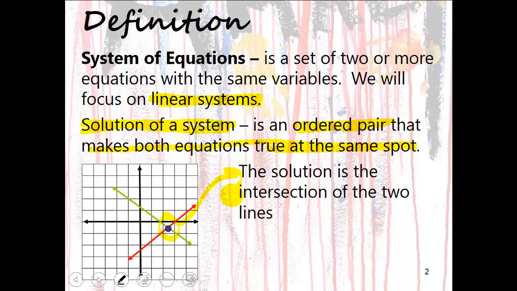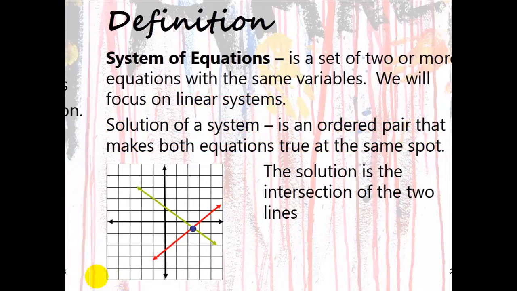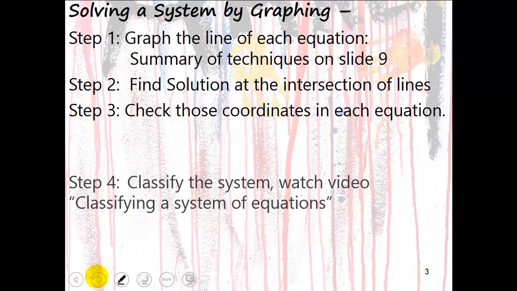of the two lines. So when we're solving a system by graphing, we first have to graph the line of each equation. I've included the summary of techniques that we talked about in that remediation video that you watched last night. I've included those techniques on slide 9. You're going to find the solution by looking for the intersection of those lines. Sometimes you won't have an intersection, and that means there's no solutions. And sometimes every solution of one is also a solution to the second. Okay, so we'll talk about those in the next video.